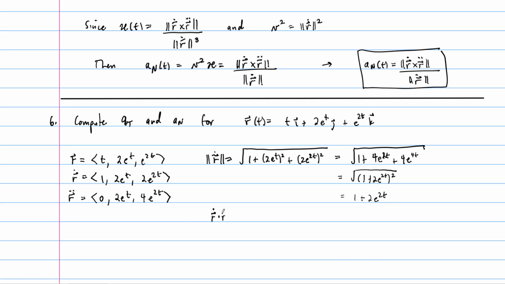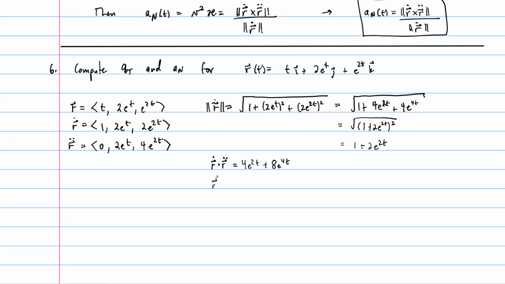So r dot dotted with r double dot, we'll take the dot product first. And this one's going to be just component by component, right? So we can just take these component by component and then add them up. So it's going to be 0 plus 4e to the 2t plus 8e to the 4t. All right, so that's just working out the dot product.